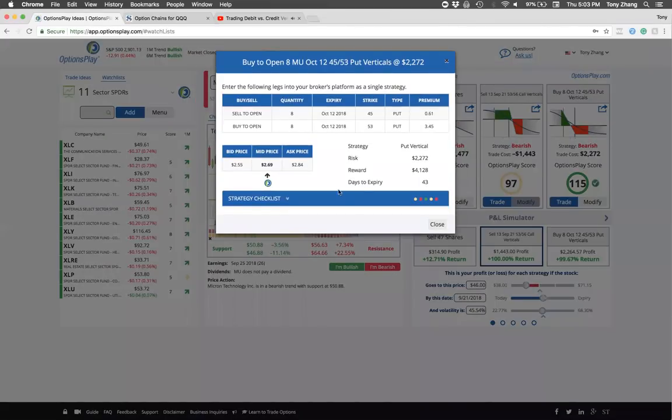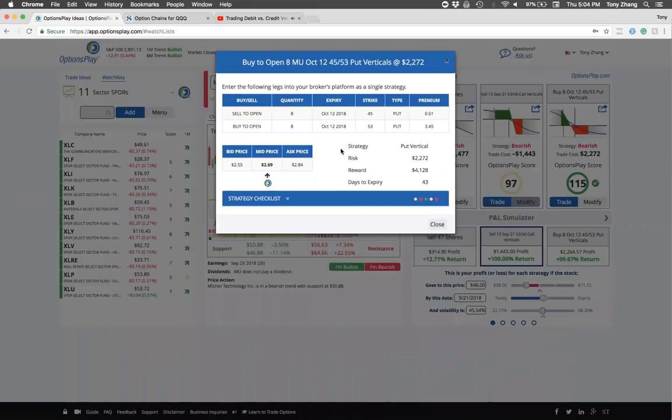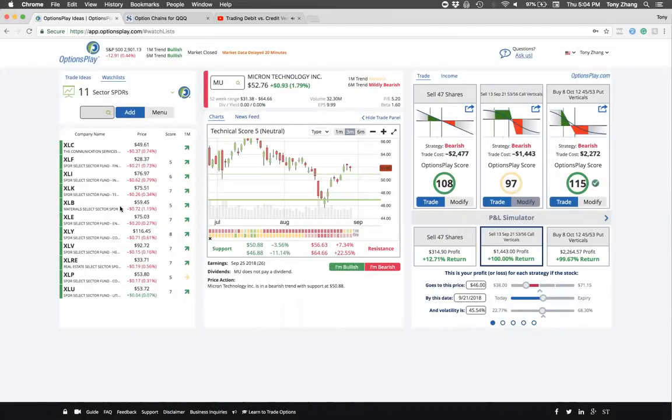And once you're ready, click on the trade button. We have a full strategy checklist to make sure that you understand the risks of what you're trading. This particular one doesn't look particularly good because it's telling me I'm trading against the trend of a bunch of different things. But as an experienced trader, you can still decide to go ahead and trade that. But maybe as a new trader, you might not want to go against the trend on so many different things. So the strategy checklist is really important for those that are brand new, making sure that you understand that.